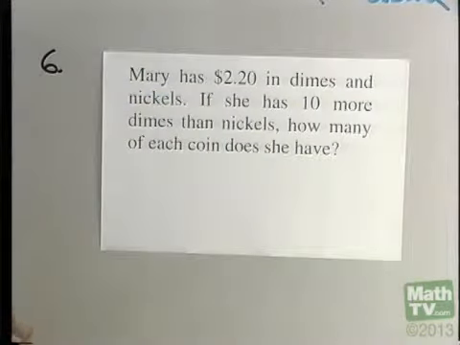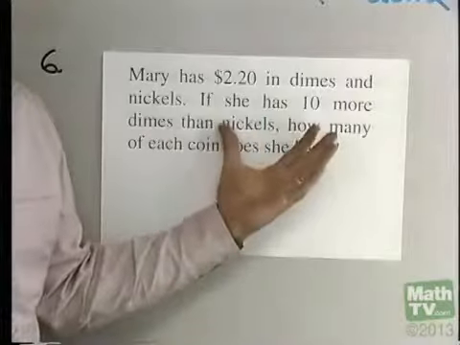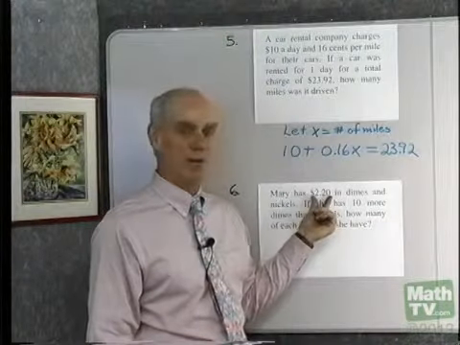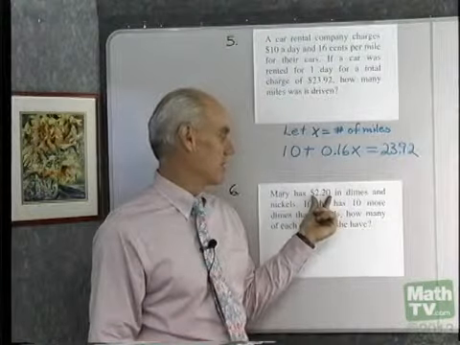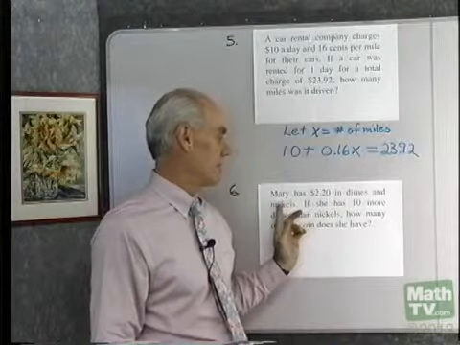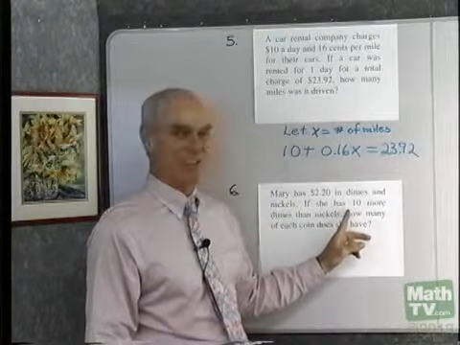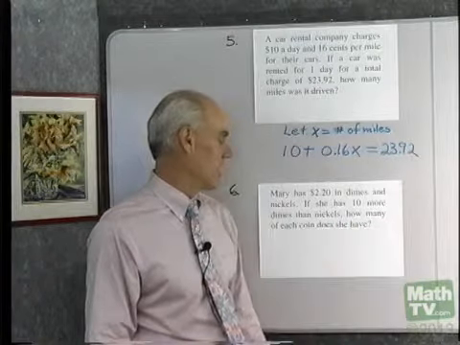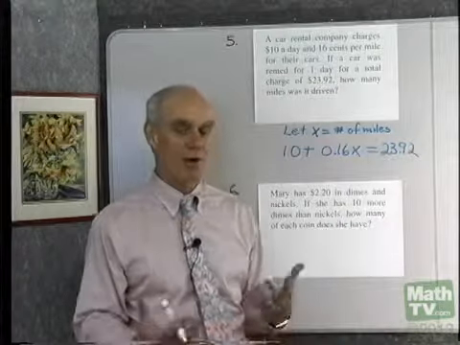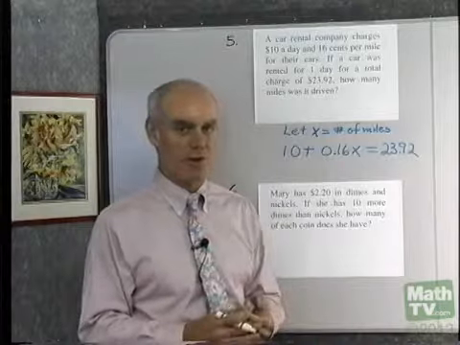It says Mary has $2.20 in dimes and nickels. She has 10 more dimes than nickels. How many of each coin does she have? Well, as far as using the blueprint for problem solving, we know that the total amount of money is $2.20. We know that there's just dimes and nickels, and we know that she has 10 more dimes than nickels. Okay, so what we want to know is how many of each coin does she have? We don't know the number of nickels or the number of dimes.